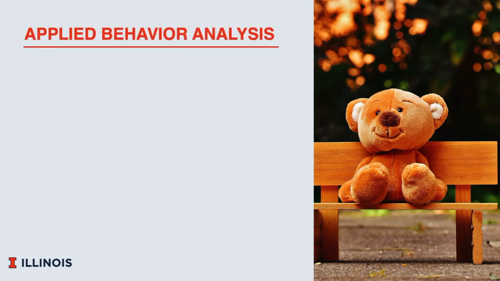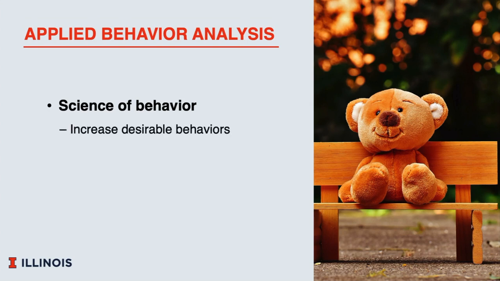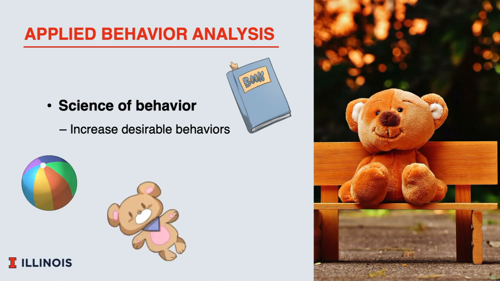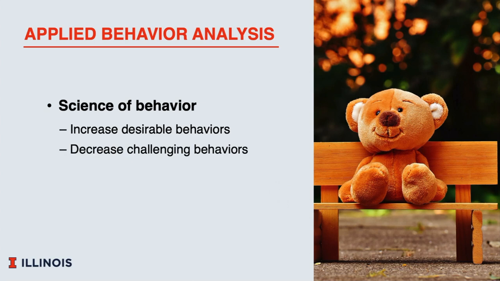Applied behavior analysis, or ABA, is a scientific discipline that gives us specific strategies to change behavior. We can use ABA to increase desirable behaviors like language, social interactions, and play, or to decrease challenging behavior such as tantrums. Interventions based on ABA can be helpful for anyone, including children who exhibit challenging behavior. Let's start by defining the word behavior.